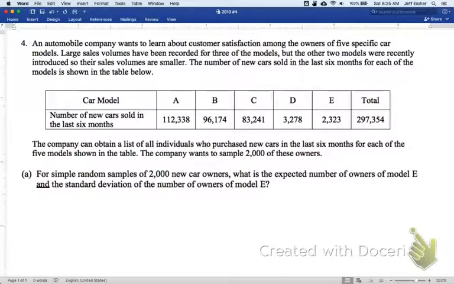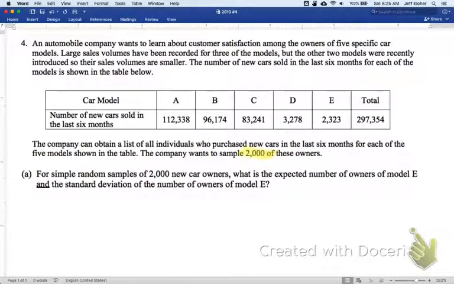An automobile company wants to learn about customer satisfaction among owners of 5 specific car models, A, B, C, D, and E. Large sales volumes have been recorded for 3 models, and the other 2 models were recently introduced, so their sales volumes are smaller. The number of new cars sold in the last 6 months for each model is shown in the table below. The company can obtain a list of all individuals who purchased new cars in the last 6 months for each of the 5 models.